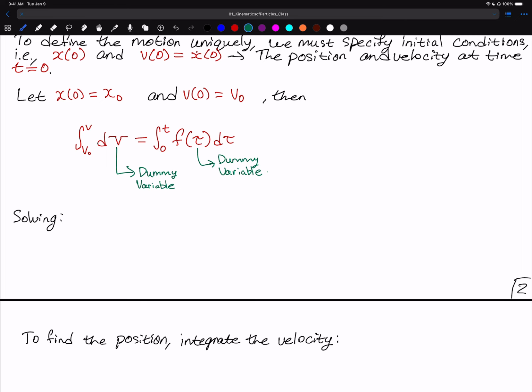A dummy variable behaves exactly as t, but looks different to avoid confusion. Same thing with this special v. It behaves exactly the same as the velocity, it just looks different. So that we can integrate from v0 to v and 0 to t.